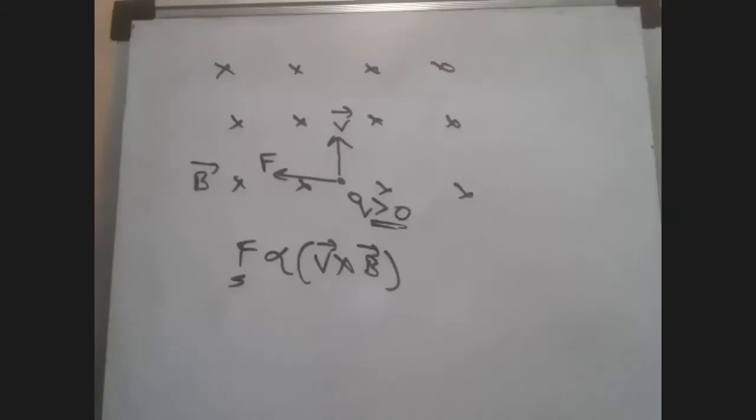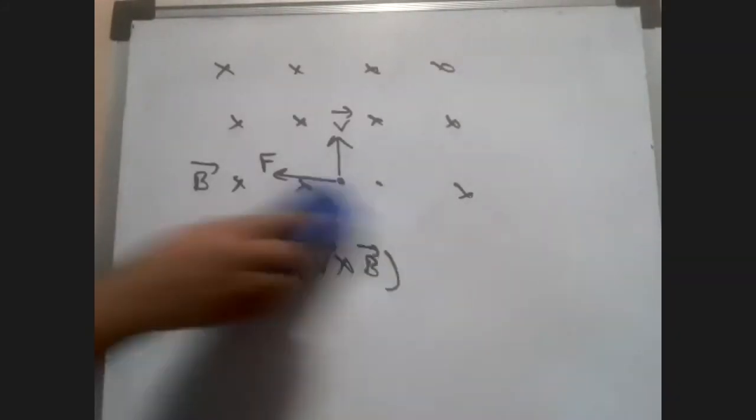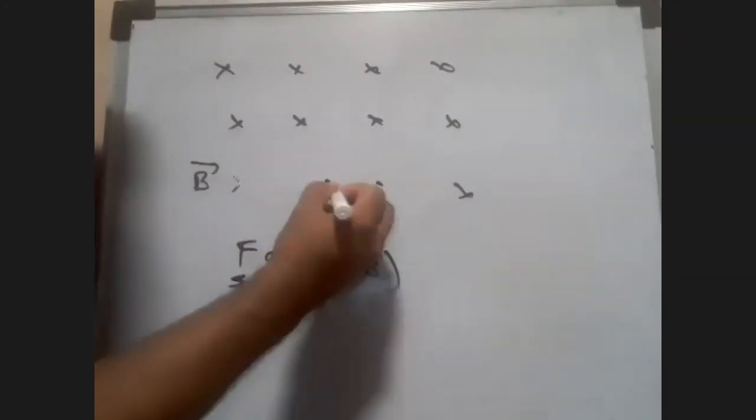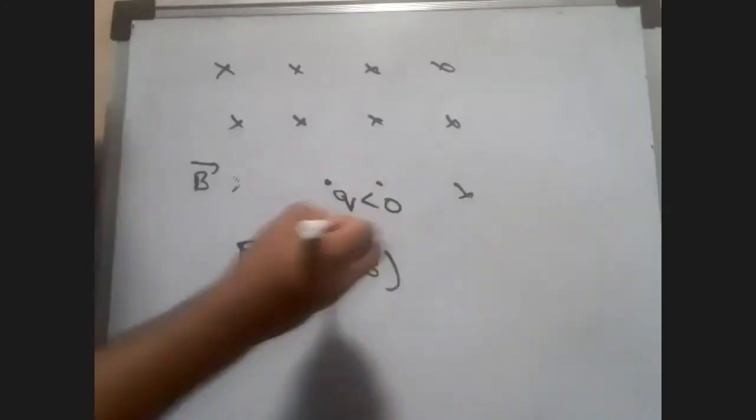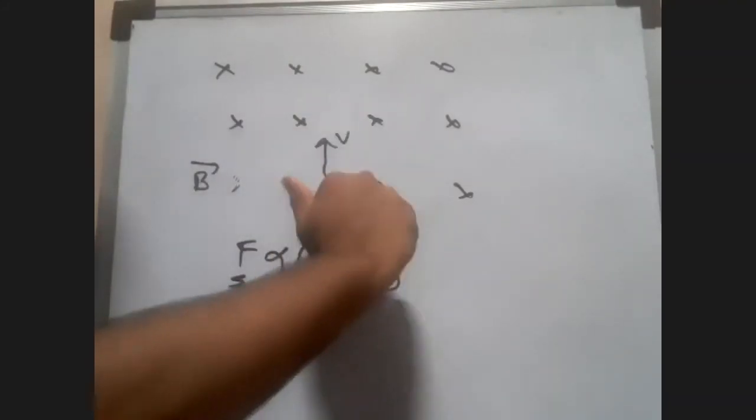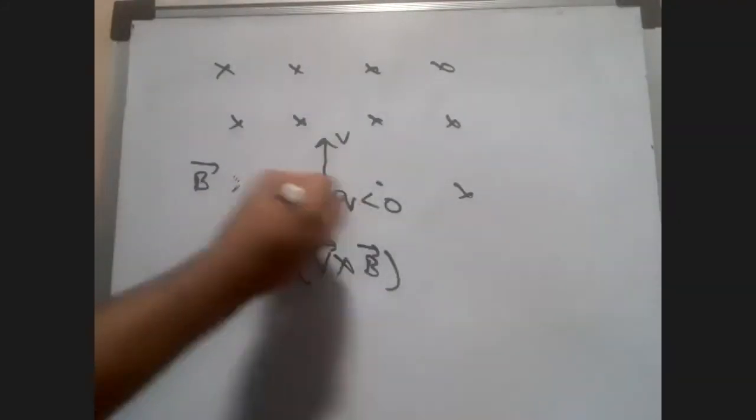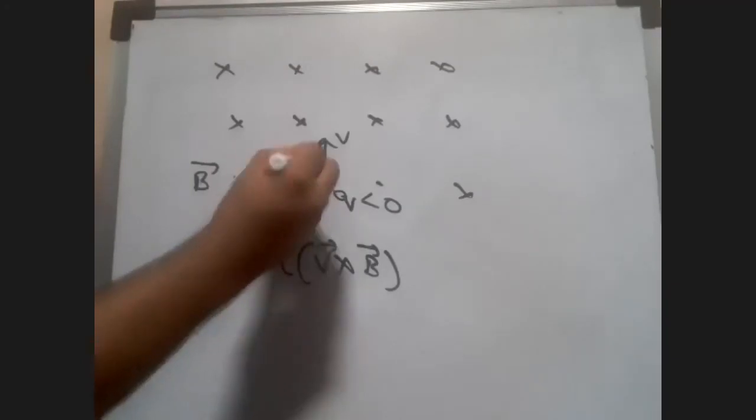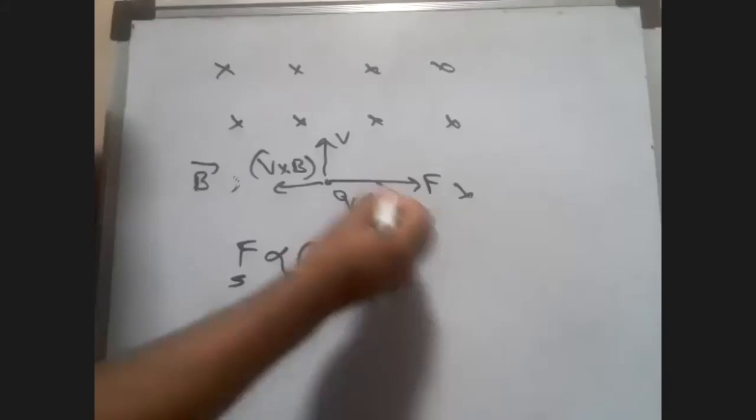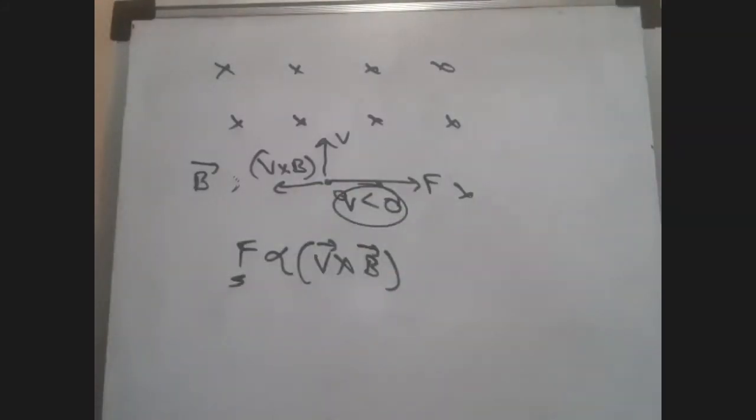If we are talking about a negative particle here, students, listen to me. If a negative particle has a velocity v here, then of course we can again apply the right hand thumb rule, v cross B. This is our direction for v cross B, but the force will be in the opposite direction, since the charge is negative.